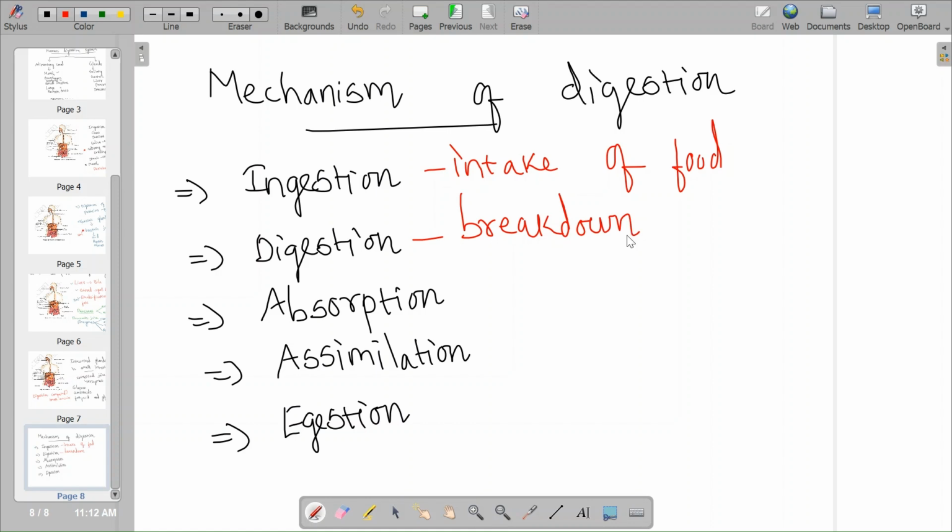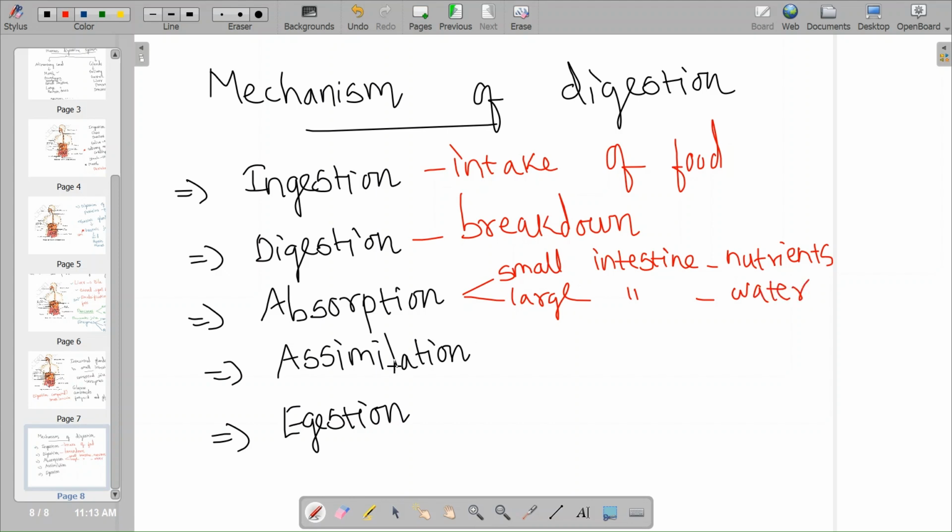Absorption. Where does absorption take place? Absorption of nutrients takes place in the small intestine. Absorption of water takes place in the large intestine. Important MCQ. Absorption of water takes place in the large intestine.